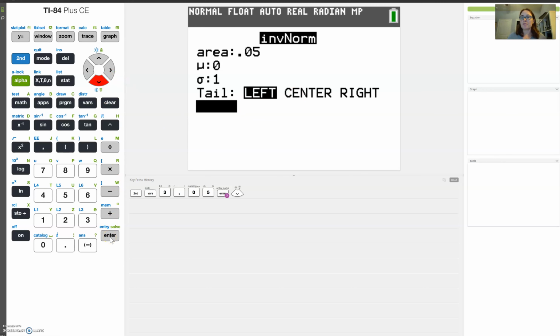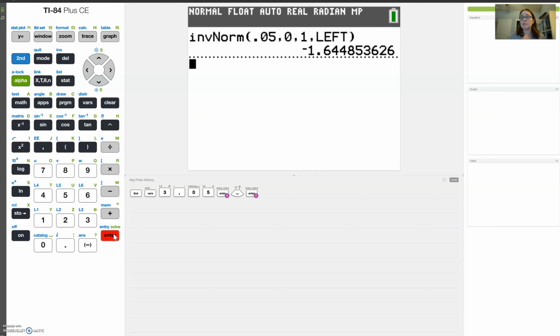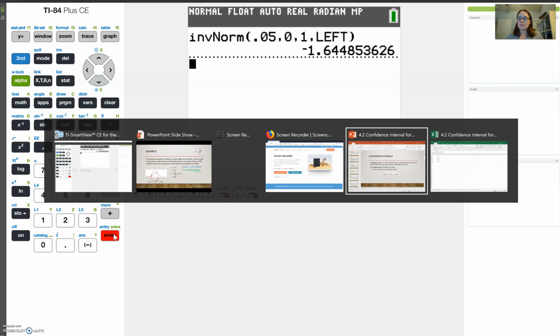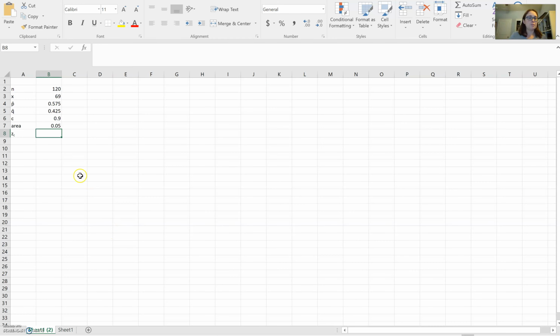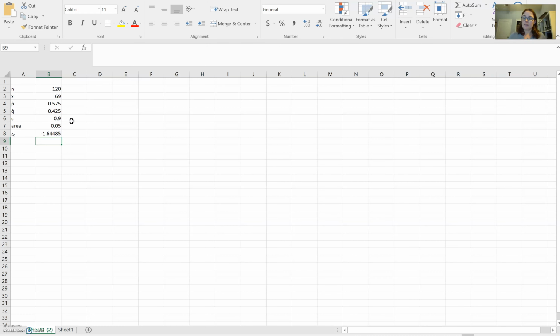So I'm going to keep it with left because we did find the left tail area, and then paste that, and we get about negative 1.645. If I do this in Excel, so here's everything plugged in Excel, equals norm.inverse, grab the area, then 0 for the mean and 1 for the standard deviation, and I get the same value.